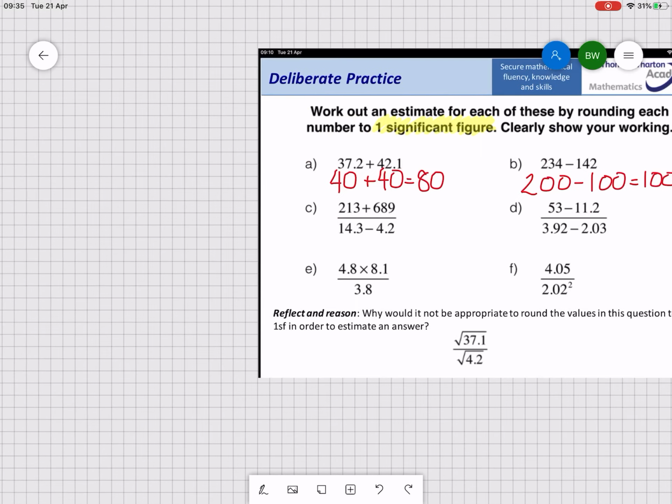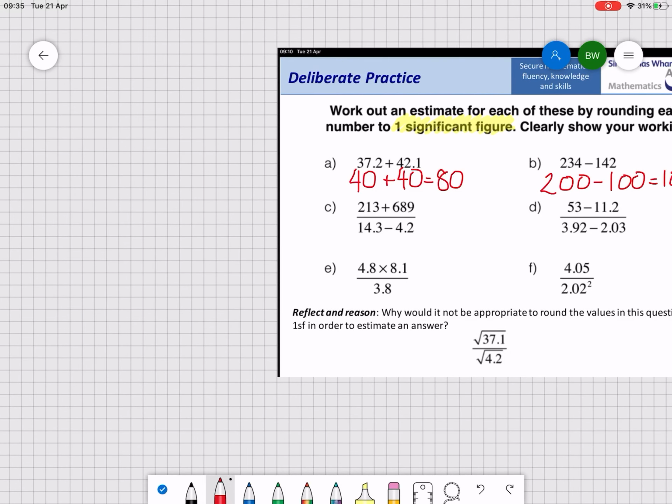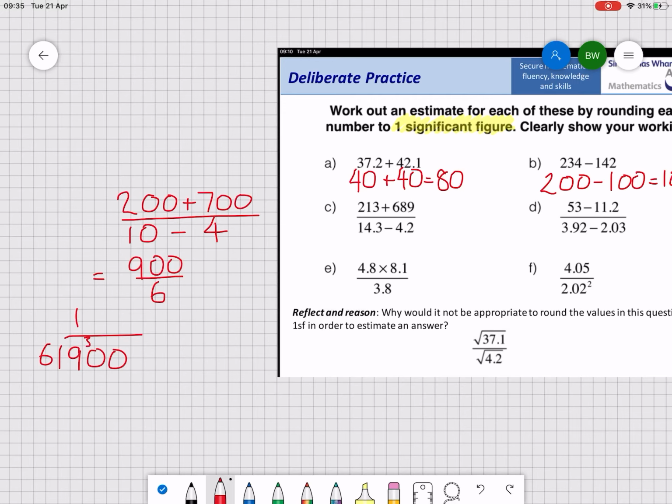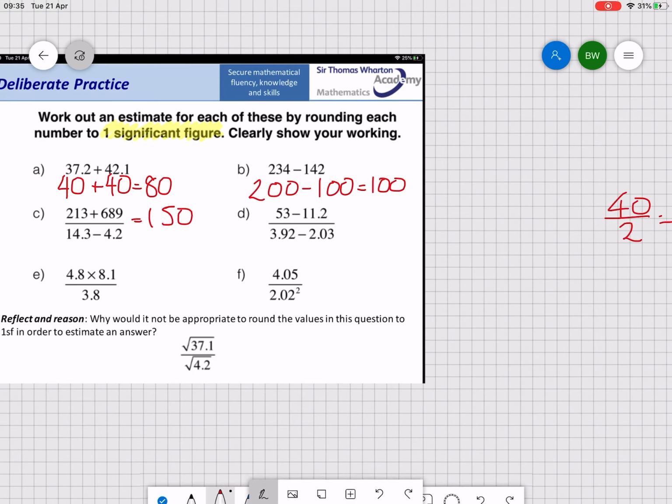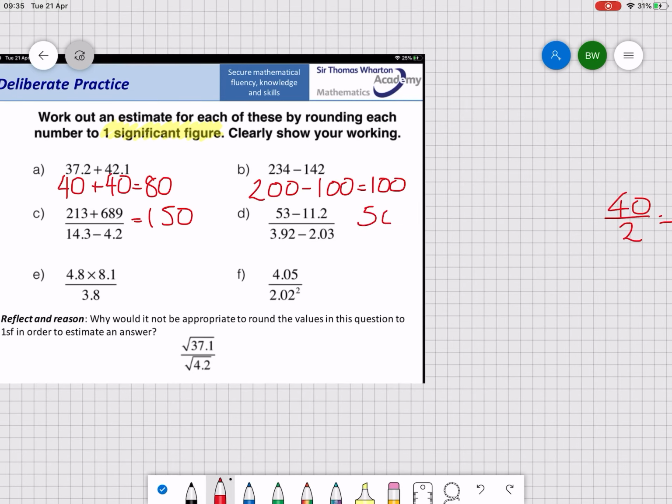The third one, okay, let's get a little bit more room. So the third one, if I round each of the values, I've got 200 plus 700 divided by 10 minus 4. So 900 divided by 6. Again, I can use bus stop method for that. 6 into 9 go 1, carry the 3. 6 into 35, and then 0, so 150. And if we look at D, I've got 50 minus 10 divided by 4 minus 2, which is 40 divided by 2, which is 20.